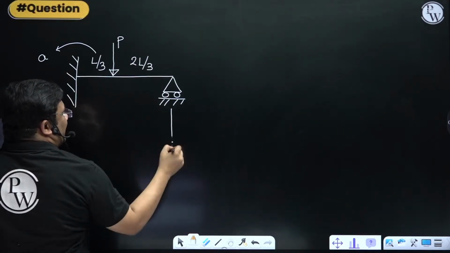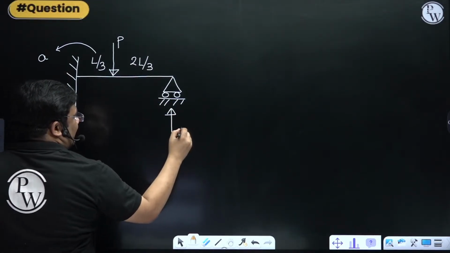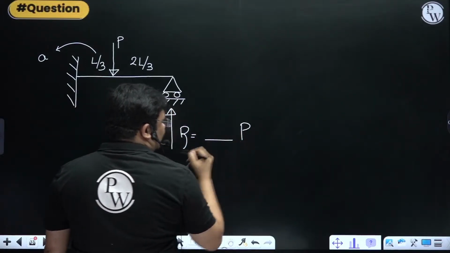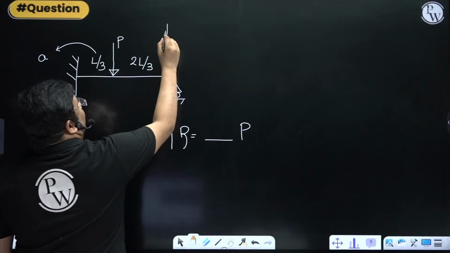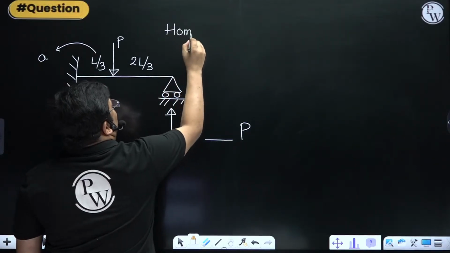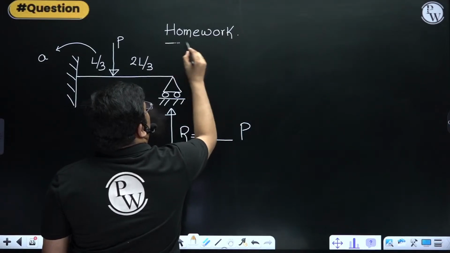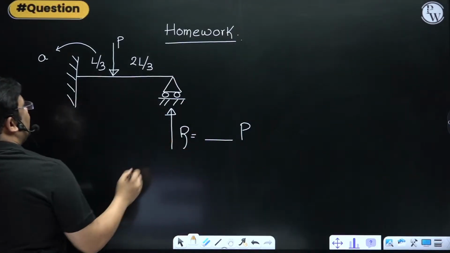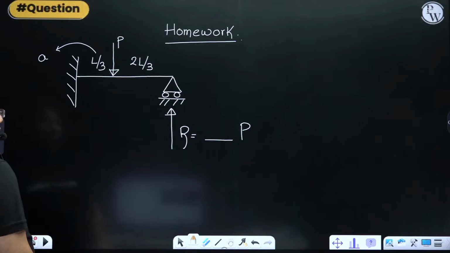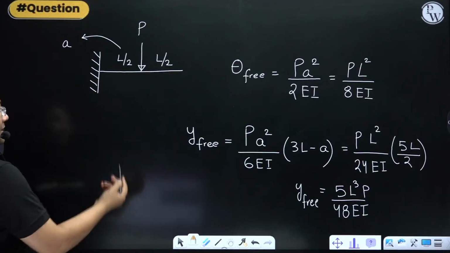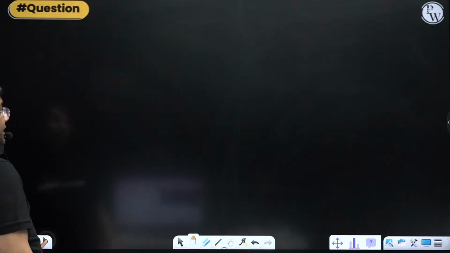So in this case, what is the reaction? This will be some expression in terms of P, and this is your homework. So you have to find out that reaction R. It cannot be 5P by 16, because it's not acting at the center, right? So use this and solve this question.